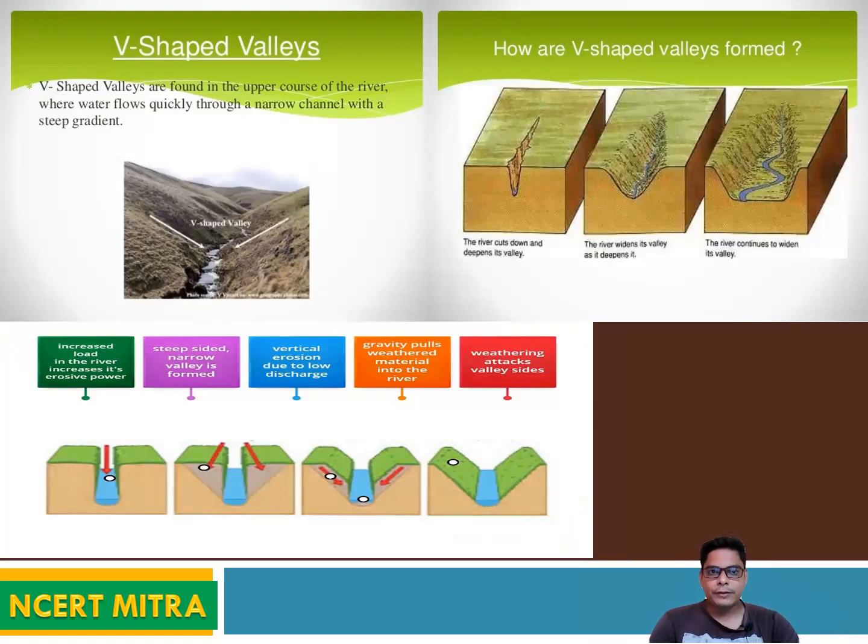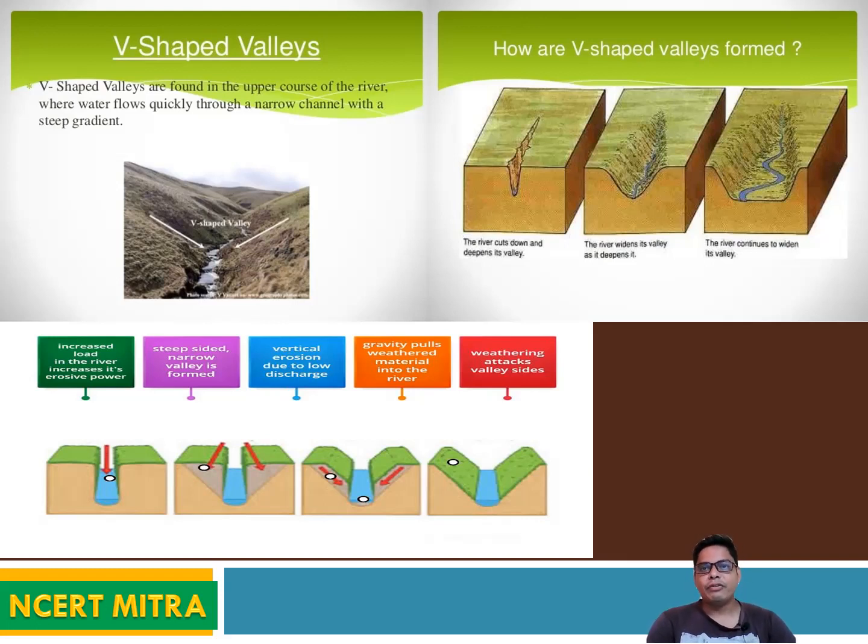First, when a river flows in a mountain area, it forms the V-shaped valley. V-shaped valleys are found in the upper course of the river, where the water flows quickly through a narrow channel with a steep gradient. So this is the definition of V-shaped valleys, and this we have to understand.